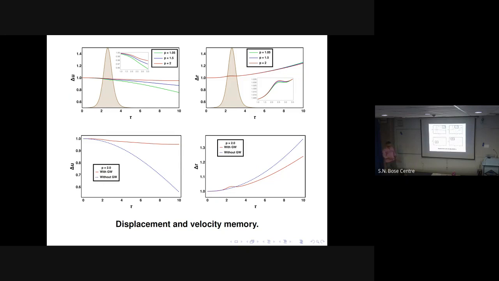If there was no memory, that is without gravitational wave, the geodesics would have followed this blue trend. But since there is a gravitational wave, it follows this red trend. So there is both displacement and velocity memory. I have shown only the displacement figures, but there is a velocity memory as you can see, because if you differentiate the red parts, you will not find them to be zero, but have a finite value.